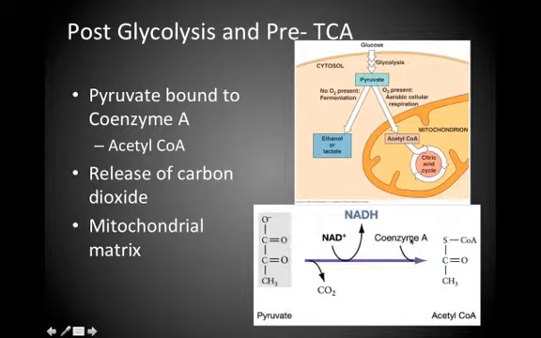Coenzyme A is involved. A coenzyme is a non-protein helper that can make reactions even easier to occur. Coenzyme A is a molecule that attaches via a sulfur atom to the rest of our pyruvate that now does not have the carbon dioxide. So now it's just 2 carbons. That is acetyl-CoA.